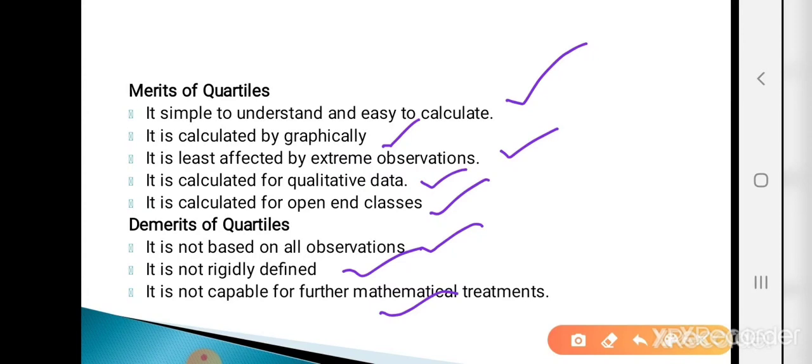The merits of quartiles are the same as for the median. Okay, the merits of the median are: simple to understand, calculated graphically, least affected by extreme values, calculated for qualitative data and open-end classes. Same here, the merits of quartiles are also the same. Okay, so these are the merits and demerits of quartiles.